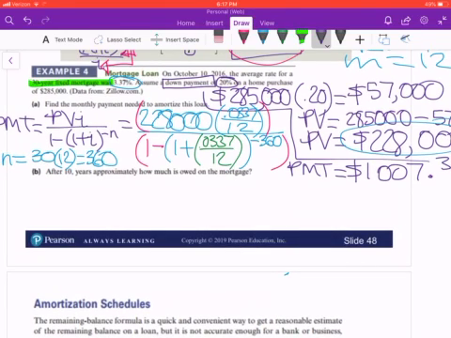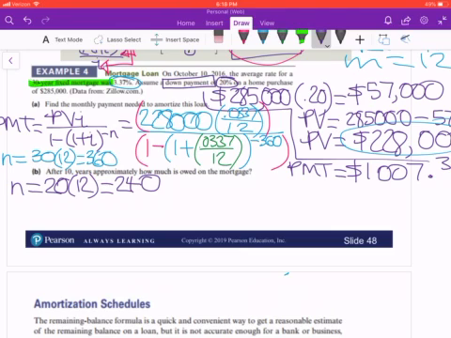Of course, that does not include escrow or home insurance. And just as a heads up, that could bring your payment up by maybe $300 to $500 a month. Now, after 10 years, approximately how much is owed on the mortgage? What we have to do is calculate the remaining balance after 10 years. At that point, you will still have a number of payments that correspond to 20 years, 12 payments each, so that gives us a value of 240.